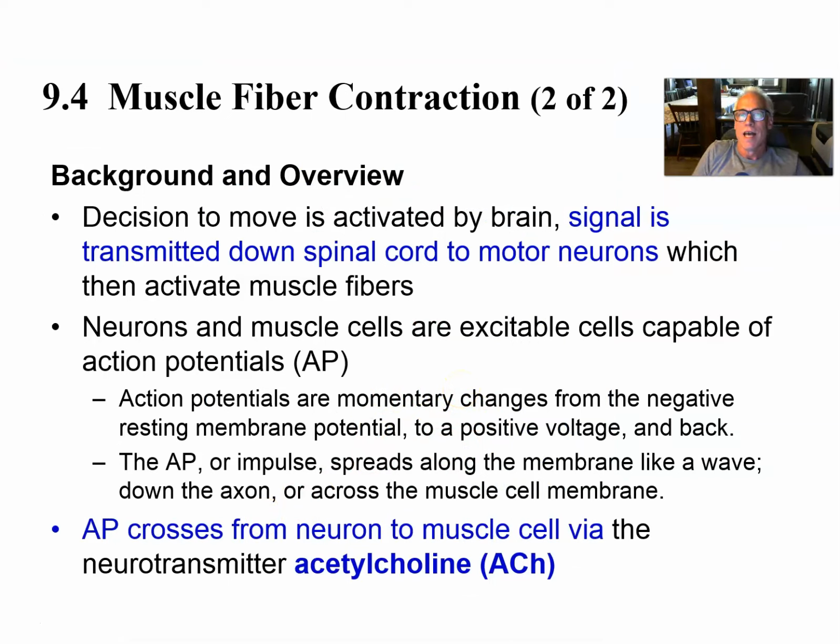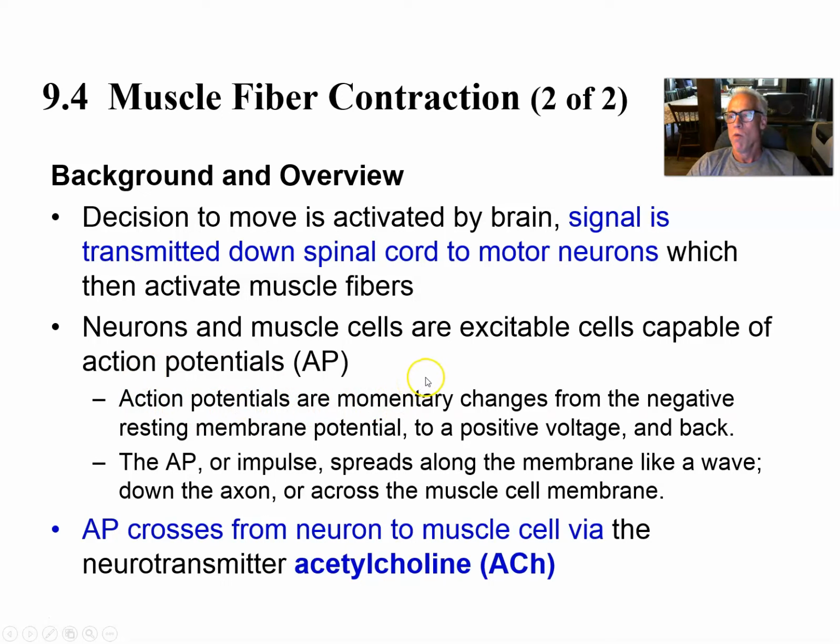So let's say we have this idea that we want to move our skeleton. We want to contract a muscle to do so. So we send a signal, an impulse it's called, down a spinal cord motor neuron. A motor neuron is just a neuron carrying information out from the spinal cord to the muscle. That's how we get the attention of the muscle. Send an impulse down that motor neuron, and that impulse is called an action potential.